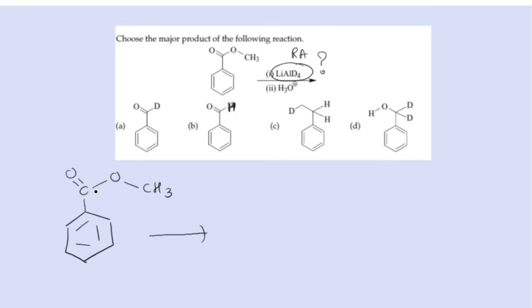The reactant here is methyl benzoate. What should be the first step? The deuterium ion should attack this carboxyl carbon and the methoxide will leave, and we are going to get an aldehyde, and it is labeled because the deuterium is present in the aldehyde functional group. Will the reaction stop here? Are you going to get option A as an answer?